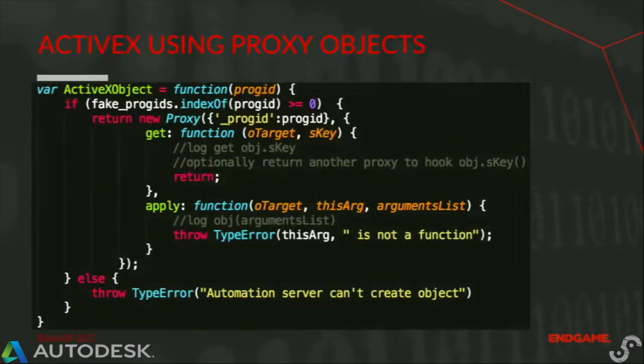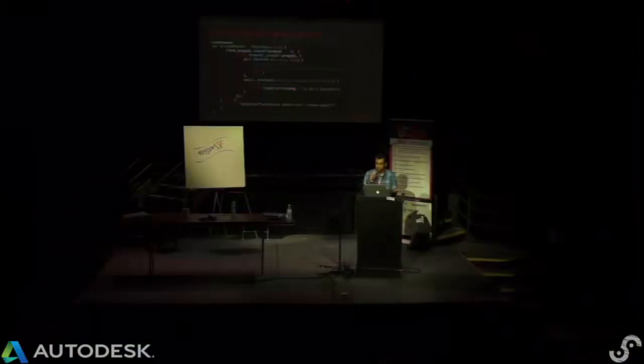Here's a simple example of a generic ActiveX object. You can define get and apply functions to look for attribute access and function calls. But you can take this idea further specifically for the XML DOM object and implement the exact interface of an ActiveX object. So for XML DOM, I implemented the loadXML attribute and returned a function proxy for that particular attribute access, and I was able to capture all the file names that the exploit kit was looking for.